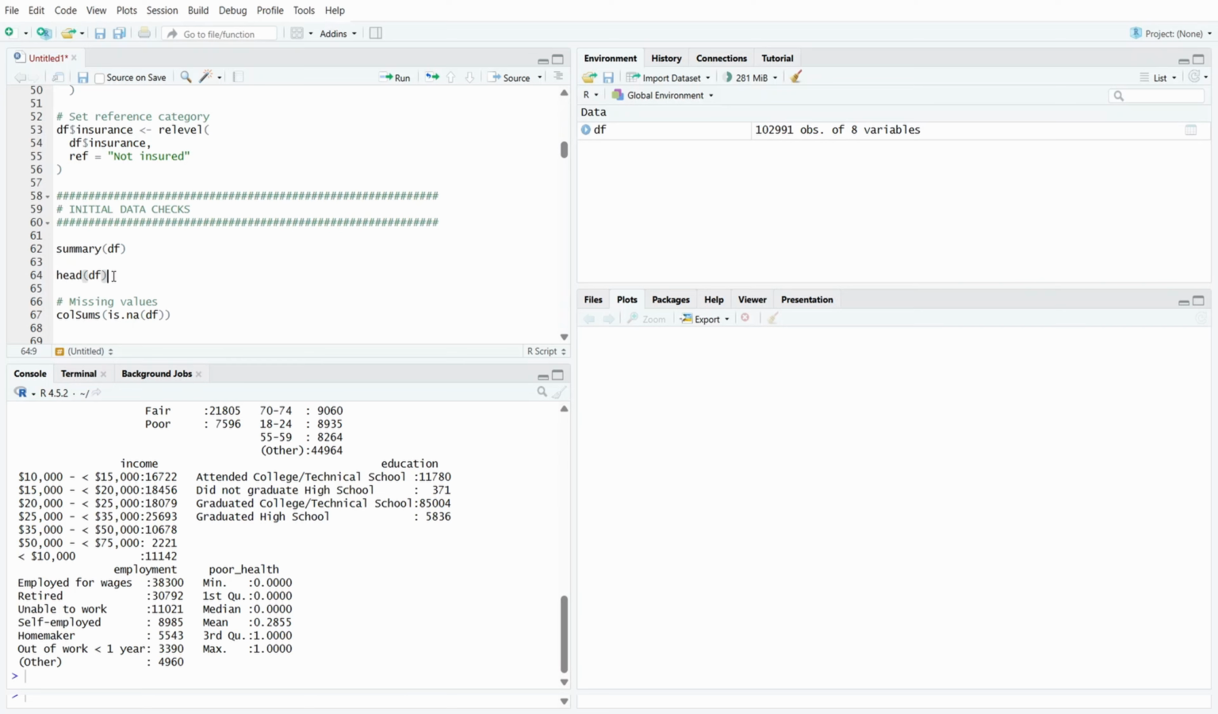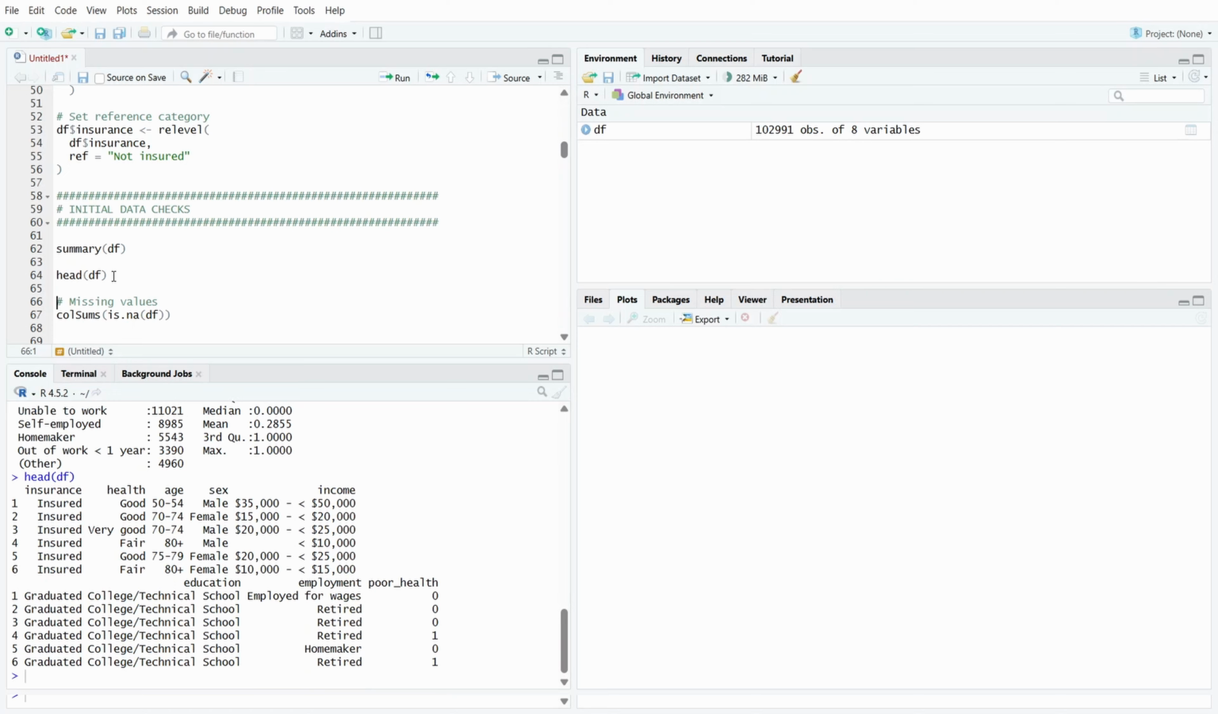Next, we display the first several rows of the dataset using the head function. Viewing the raw observations allows us to visually confirm that variables imported and transformed correctly.